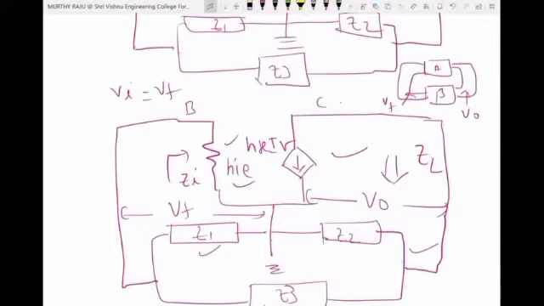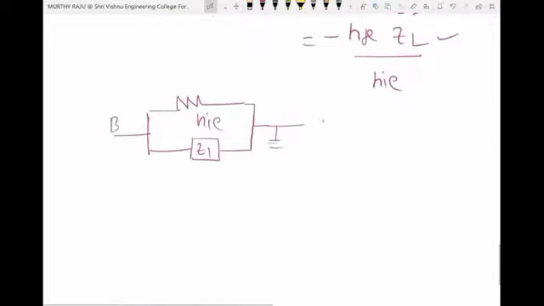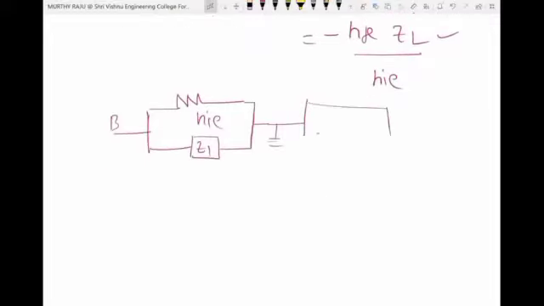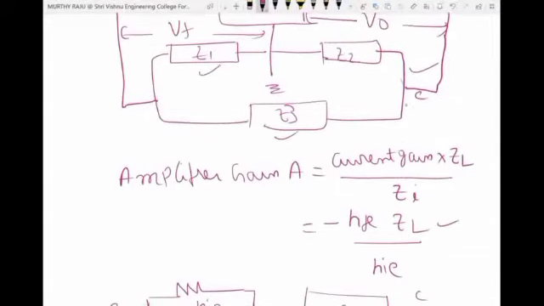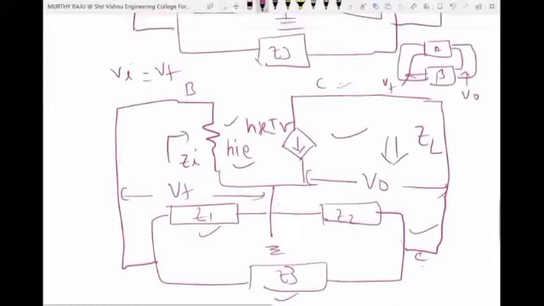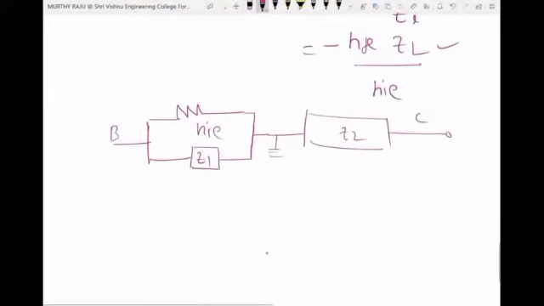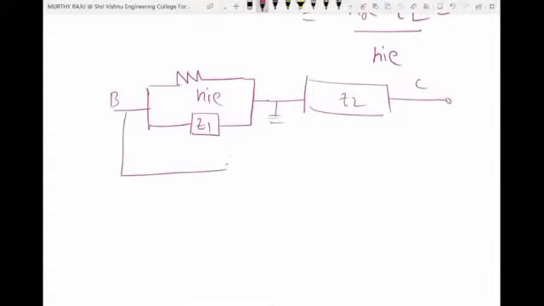Next, this is the collector terminal. Between collector terminal and ground, Z2 is connected. One more impedance, Z3, is connected between collector and base.